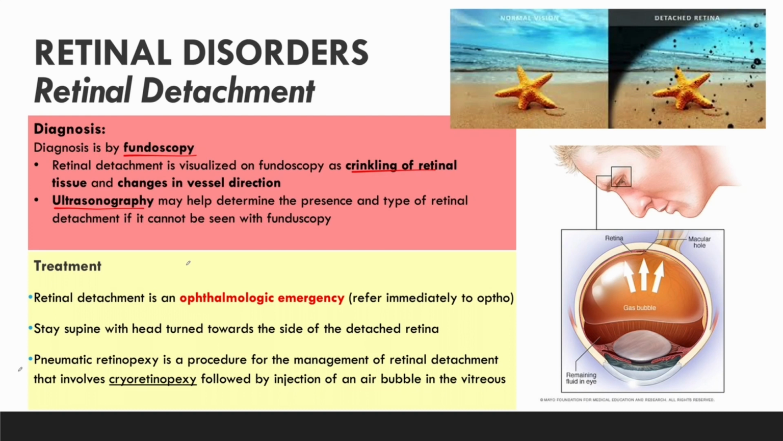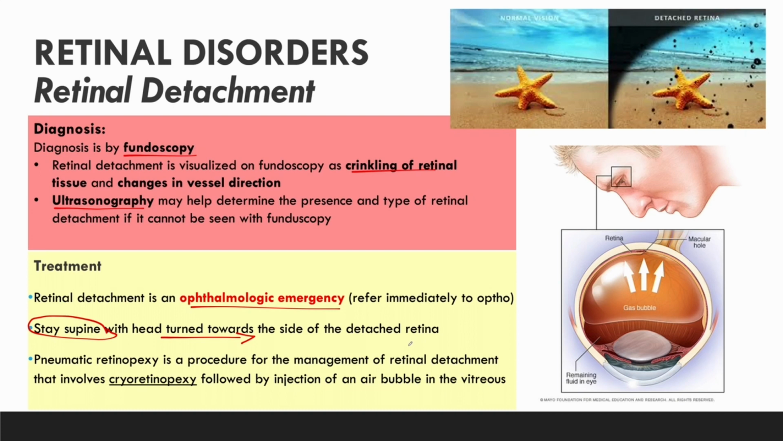So they should have immediate referral for ophthalmology. In the interim, until they're seen, they should stay supine because we want that vitreous fluid or jelly-like substance to sit on the retina and keep it back against the back wall. If we turn the opposite direction, if we turn like this, then the retina can kind of free float and detach more. So until we get seen by the ophthalmology, stay supine if we can. And you want to turn the head towards the side of the detached retina to keep it in place.